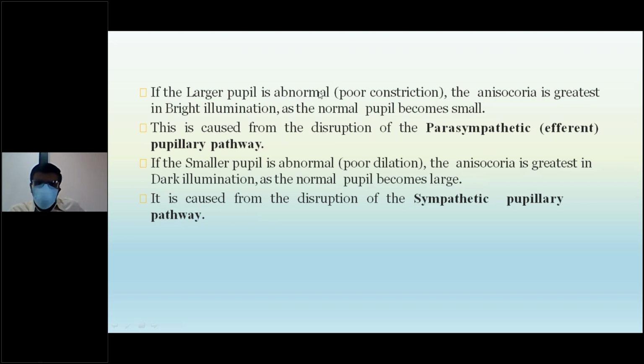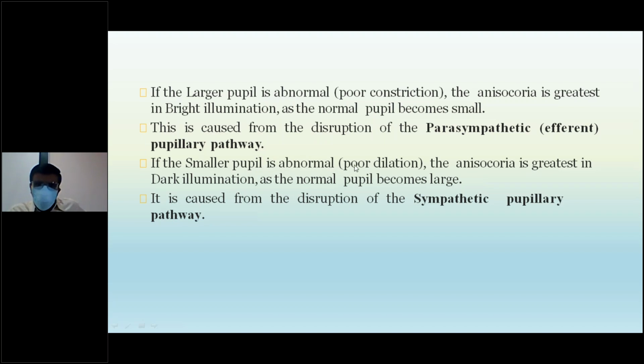The large pupil is abnormal. It is not constricting; there is poor constriction. The anisocoria is greatest in bright illumination. If the anisocoria is greatest in bright illumination, this is caused by disruption of the parasympathetic pathway. It indicates a lesion of the parasympathetic pathway.